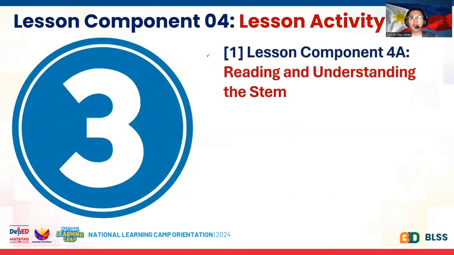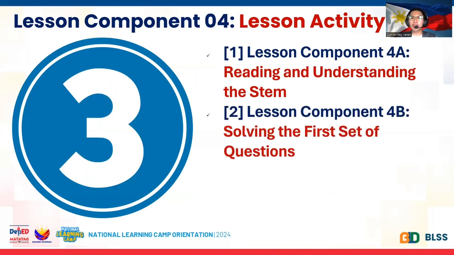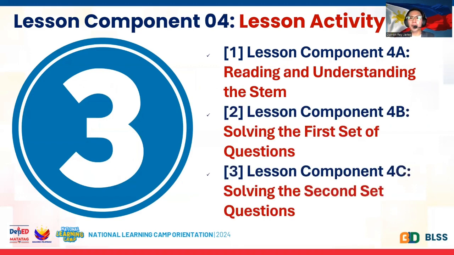So here are the three aspects. The first one is 4A, which is reading and understanding the stem or the text. 4B is the first set of questions. And then 4C is the second set of questions. Later on, we will find out how the first and the second sets of questions differ from each other.